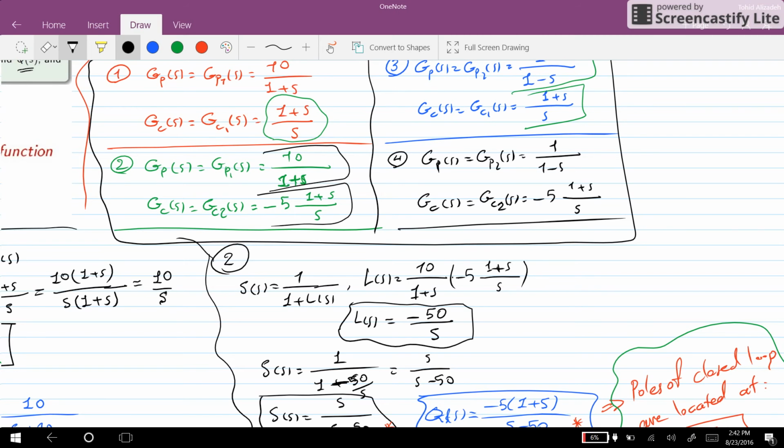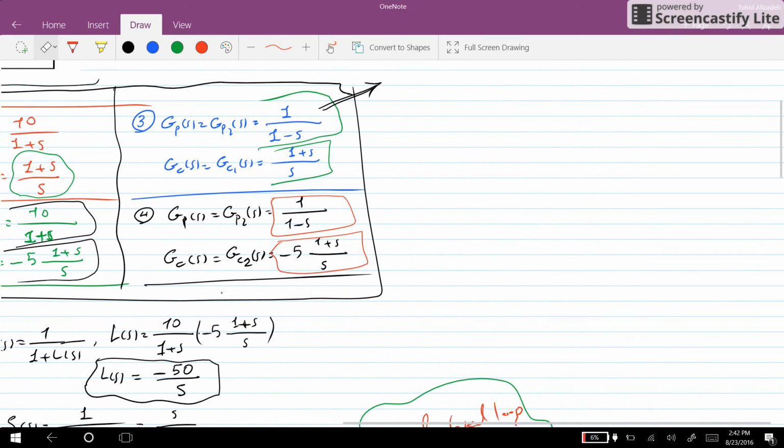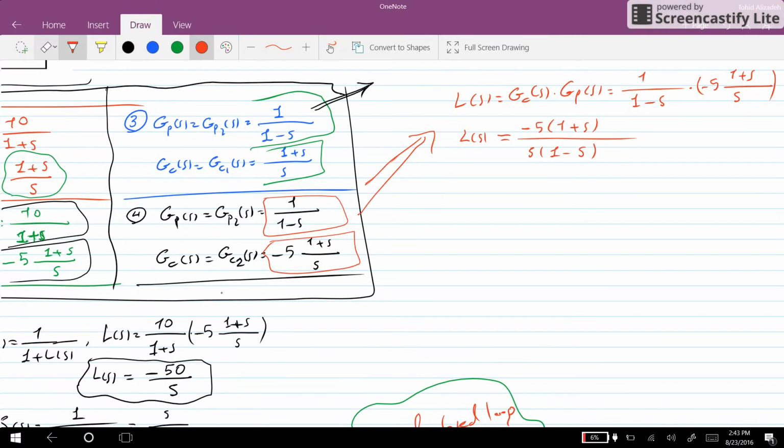So now let's have a look at case number 4, or the last case, in which we have GP given as 1 over 1 minus S and GC given as minus 5 times 1 plus S over S. From here, we can see that L, which is equal to GC times GP, is given as 1 over 1 minus S times minus 5 times 1 plus S over S. After simplification, we will have minus 5 times 1 plus S over S times 1 minus S for the loop transfer function of LS.